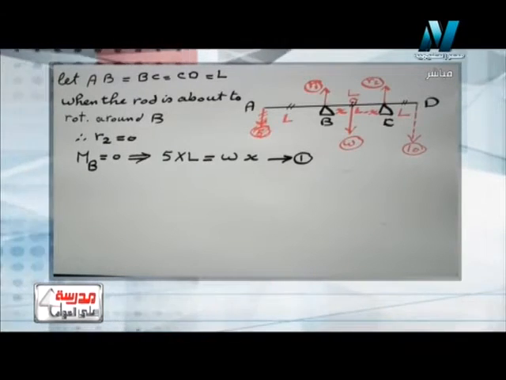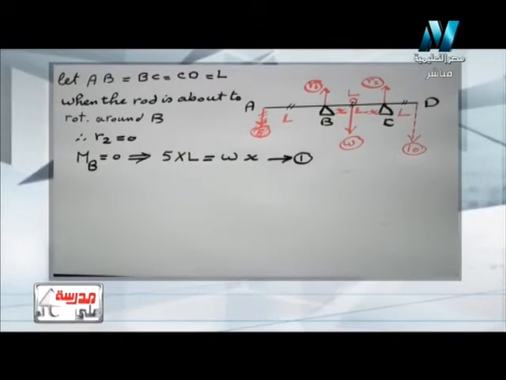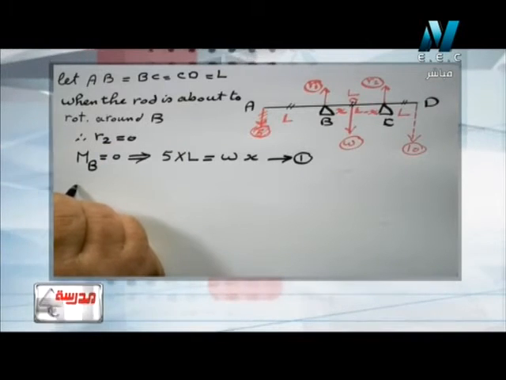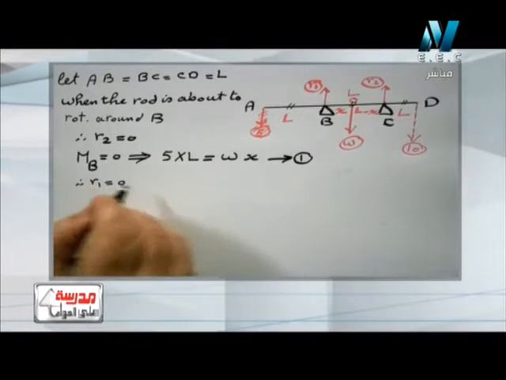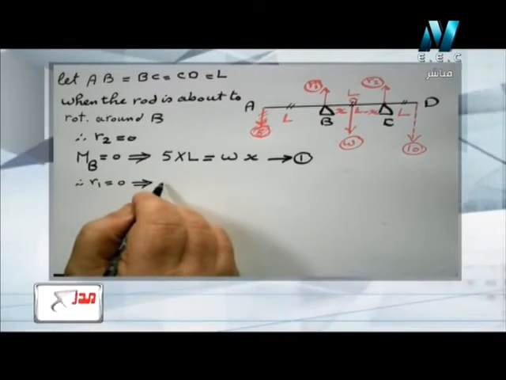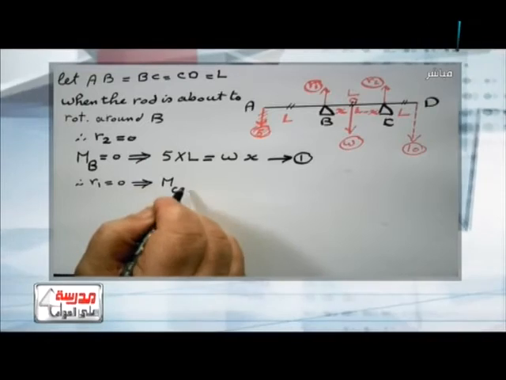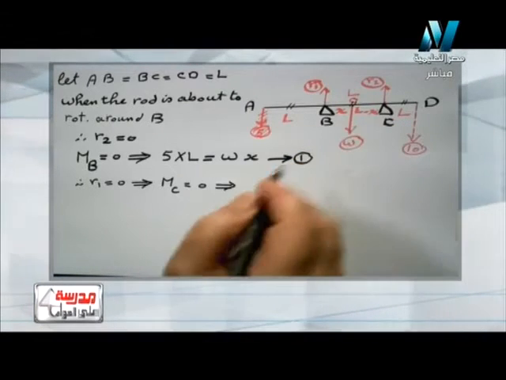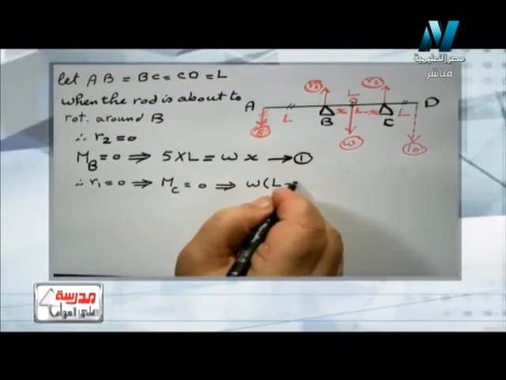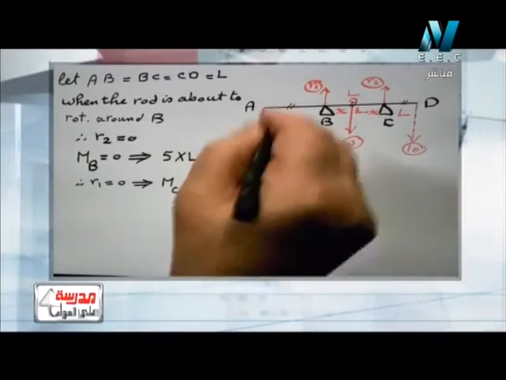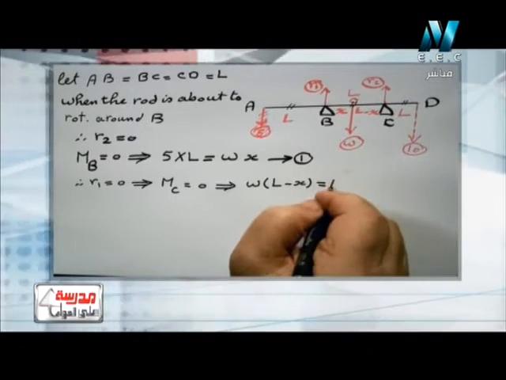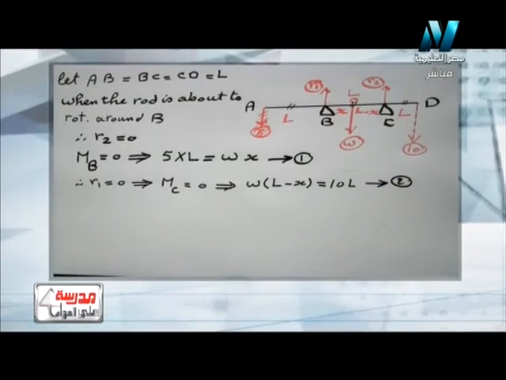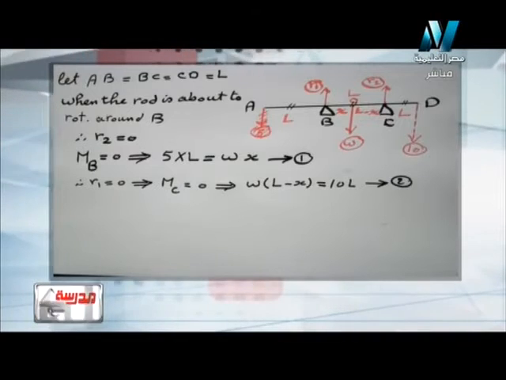It says the rod is about to rotate around C. So when the rod is about to rotate around C, therefore R1 in this case equals 0, and then the moment around C equals 0. So accordingly I have W times (L minus X) equal, because of the minus, moving to the other side positive, 10L. This is equation number 2. I think you understand this part, my dears, okay?